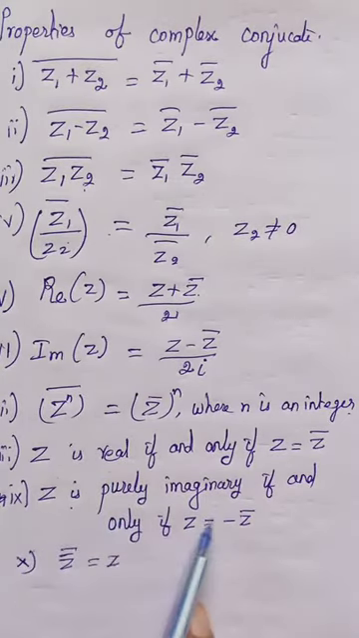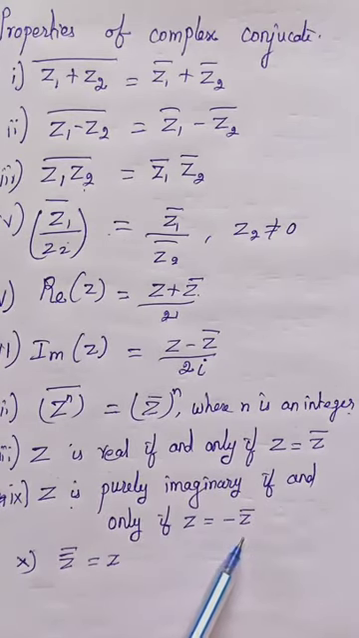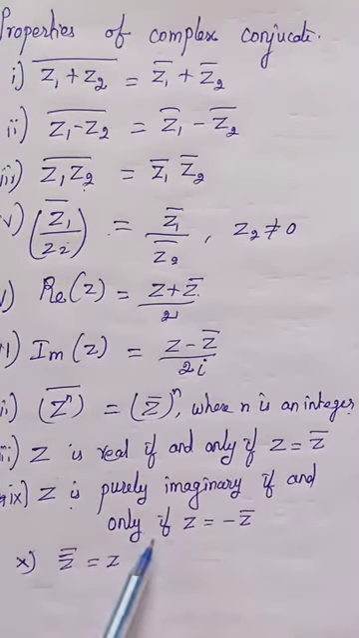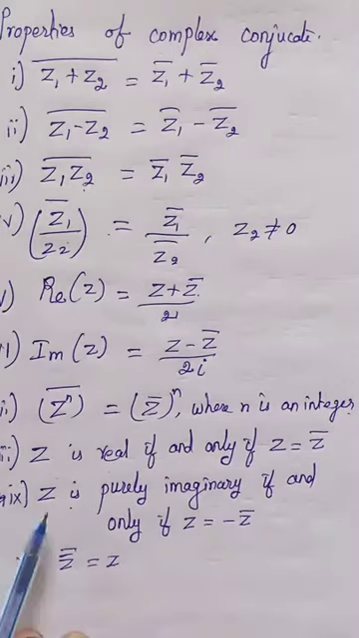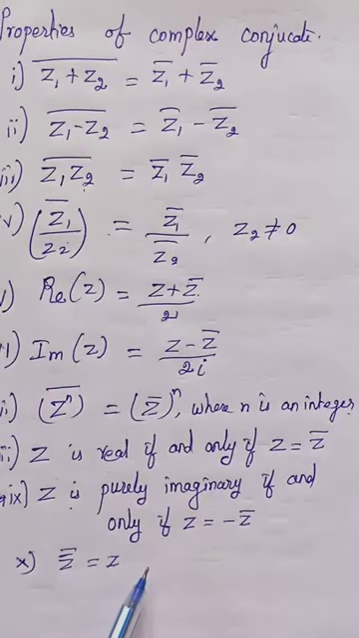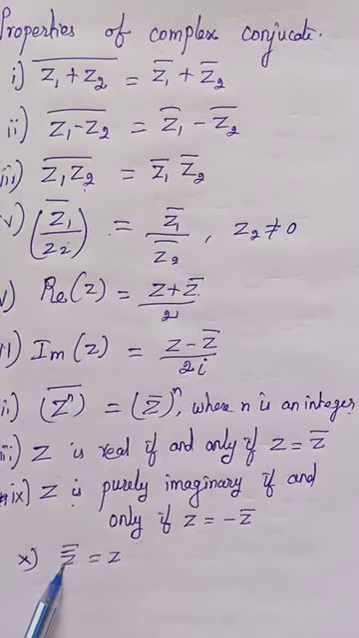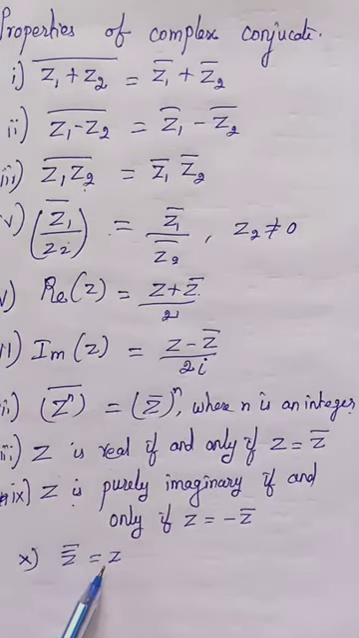Now Z is purely imaginary if and only if Z is equal to minus Z bar. If Z equals minus Z bar, we can say that Z is purely imaginary. Then Z bar the whole bar equals Z.